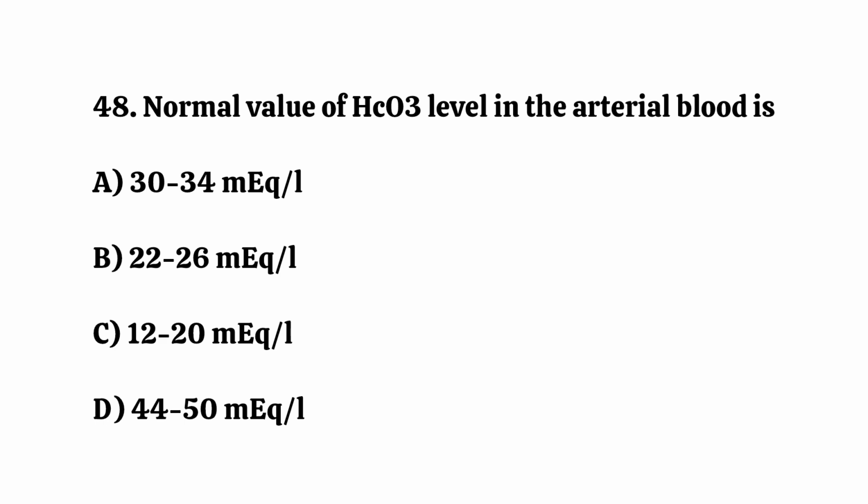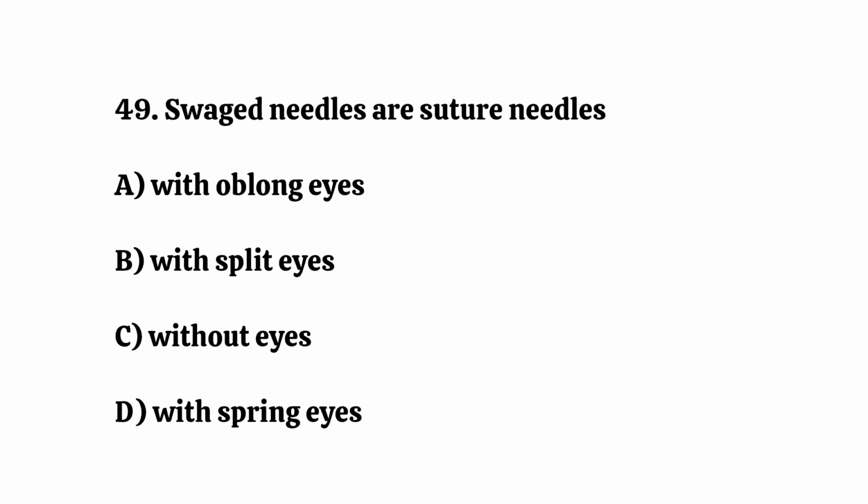Retinal detachment. Next, normal value of HCO3 level in the arterial blood is A. 30 to 34 milliequivalent per liter, B. 22 to 26 milliequivalent per liter, C. 12 to 20 milliequivalent per liter, D. 44 to 50 milliequivalent per liter. Answer is option B, 22 to 26 milliequivalent per liter. Next, swaged needles are suture needles. Option A with oblong eyes, B with split eyes, C without eyes, D with spring eyes. Answer is option C without eyes.